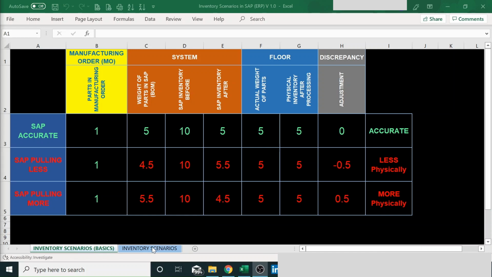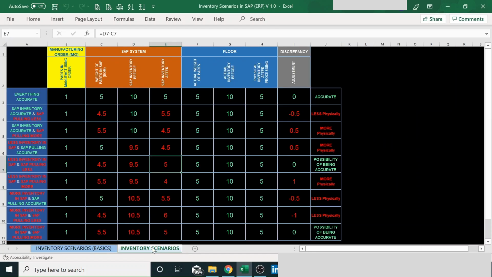And then in this tab over here, we just have very particular scenarios or variations, combinations of the other scenarios when everything is accurate. And let's say when SAP inventory is accurate, so our inventory is accurate, but SAP is pulling more than what we should be pulling, and all the adjustments that could happen. Many of these scenarios just happen one time because after you are consuming more than what you should, your inventory is not going to be good anymore.